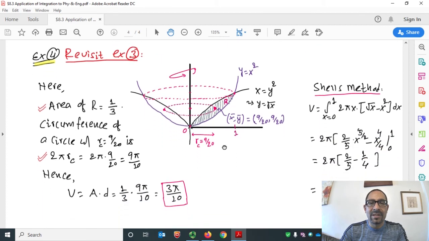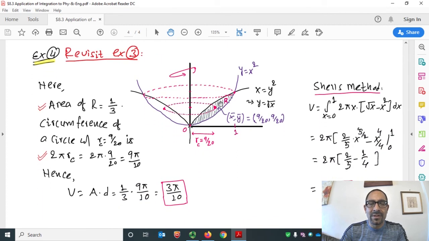So in example 3, we have two curves, y equals x squared and x equals y squared, and we found the centroid of the common region here. So the centroid is x bar, y bar equals 9/20, 9/20. Then let's rotate this region around the y-axis. This generates this solid here. Let's compute the volume using the shell method first.